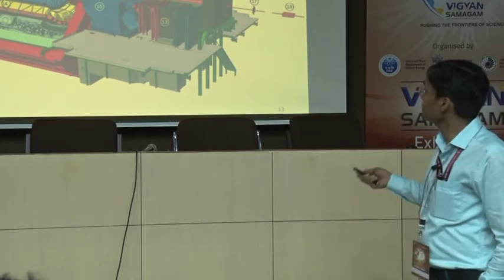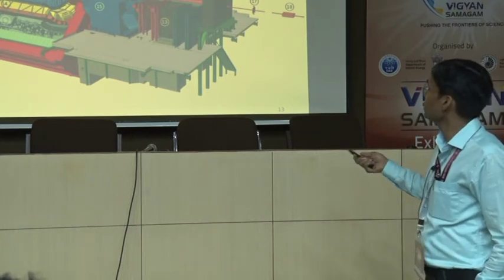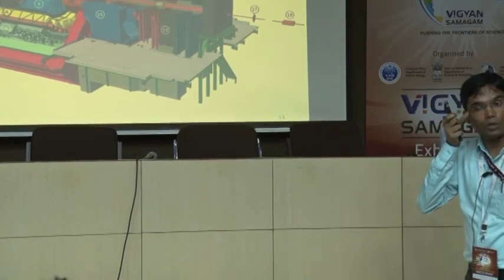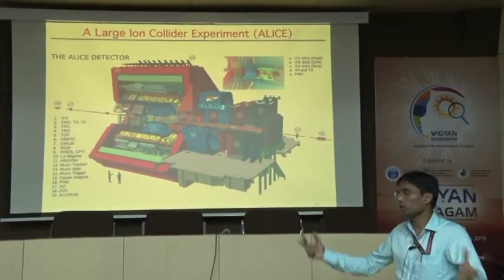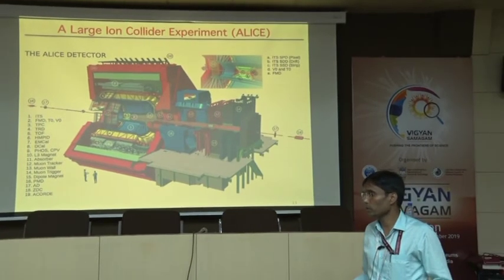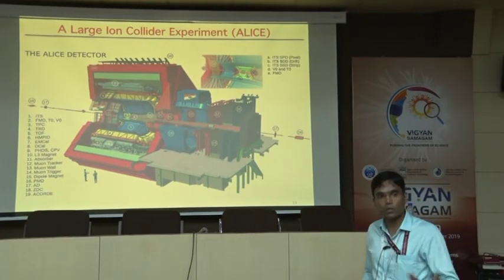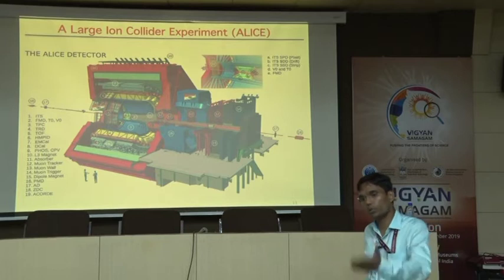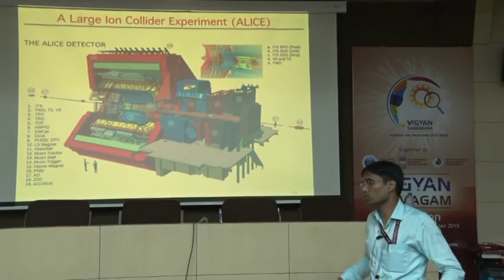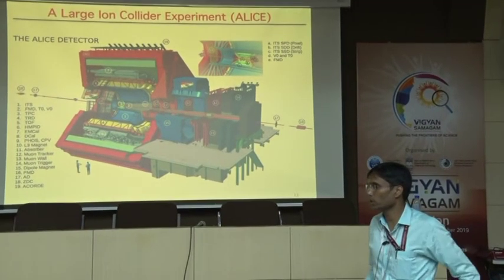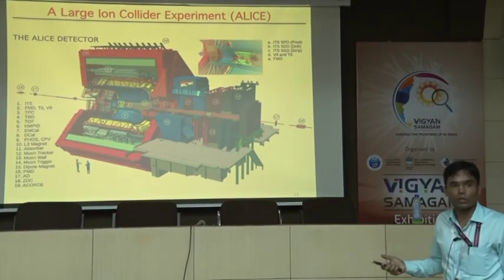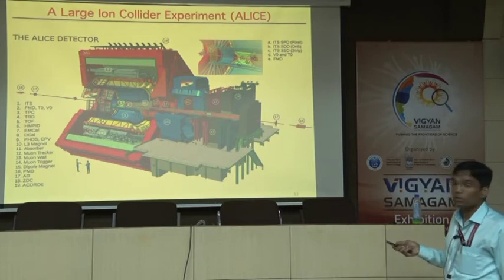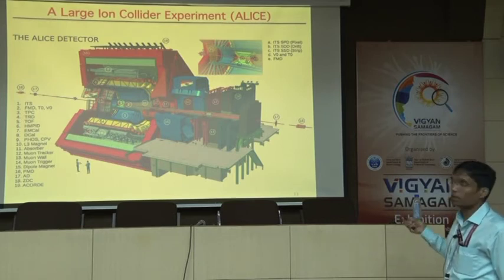Okay, and this is one system whose goal is to detect all possible particles produced in the collisions, right? So you need a lot of systems, as I mentioned, for electrons, for protons, for photons, for neutral particles, for charged particles. So many systems are built together. A Large Ion Collider Experiment.